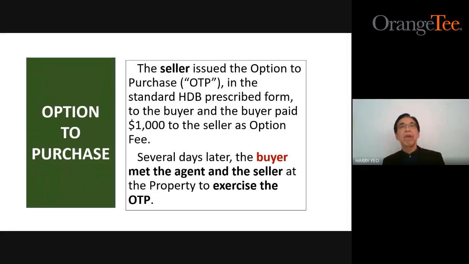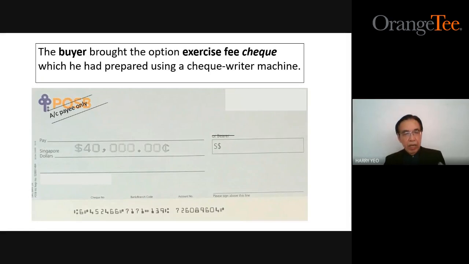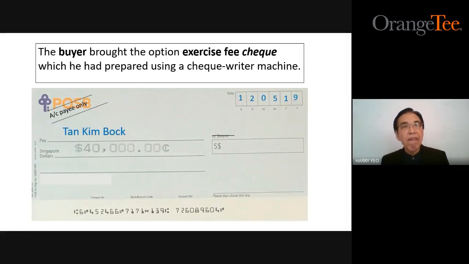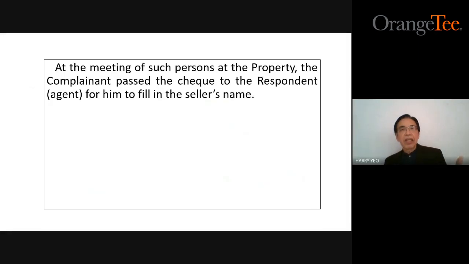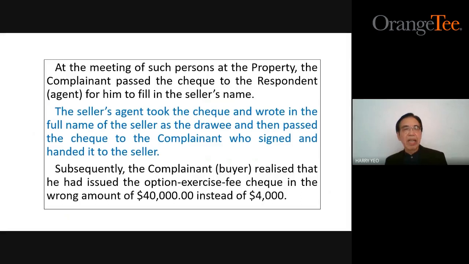That is wonderful. So the buyer came and brought the option exercise fee check. And this is the check. The agent took the check, filled in the date, filled in the name of the seller, and got the buyer to sign. And the agent handed over the check to the seller. All right, so it's good, it's exercised. Then the seller took the check, the agent done it.